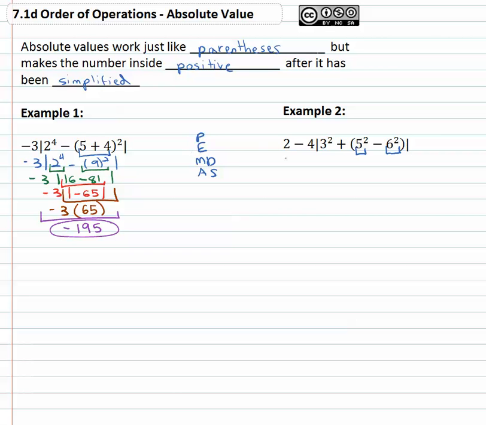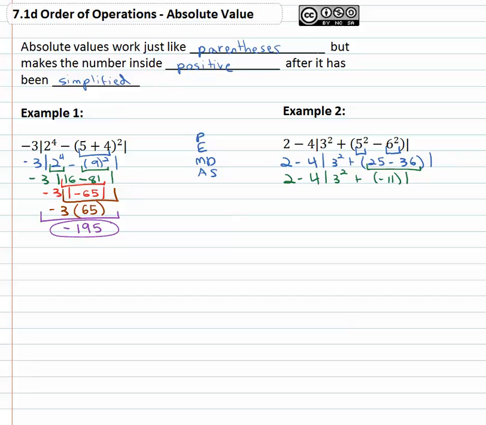Before we do anything else, inside the absolute value, 2 minus 4, absolute value of 3 squared plus, inside the parentheses now, 5 squared is 25, minus 6 squared is 36. And still working the parentheses inside the parentheses, finishing with the subtraction, 25 minus 36. So we now have 2 minus 4, absolute value of 3 squared plus 25 minus 36 is negative 11.